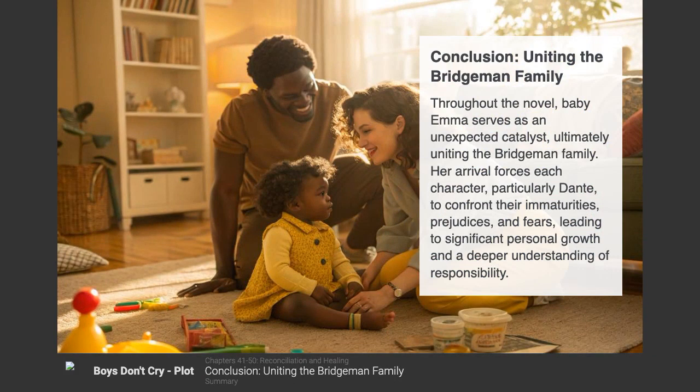Conclusion: uniting the Bridgeman family. Throughout the novel, baby Emma serves as an unexpected catalyst, ultimately uniting the Bridgeman family. Her arrival forces each character, particularly Dante, to confront their immaturities, prejudices, and fears, leading to significant personal growth and a deeper understanding of responsibility.